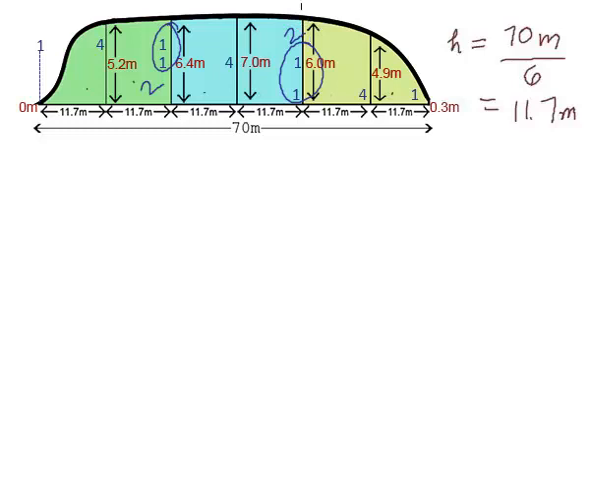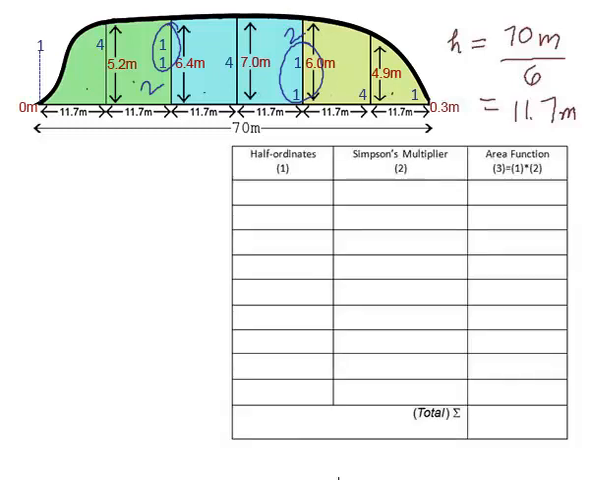The next step would be completing the table. So we create a table with 3 columns. The first one lists the half ordinates, so we fill in the values of the half ordinates given to us in the first column. I know I have a few extra lines here.